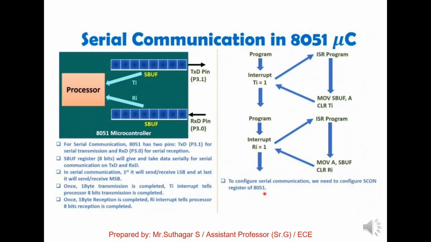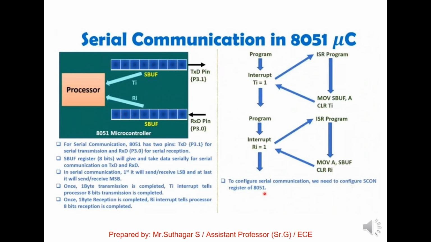take data serially on the TXD and RXD pins. In serial communication, it will first send or receive data from the LSB and then the MSB, so it starts moving from LSB towards MSB. Data will be sent bit by bit from LSB towards MSB. Once it transmits the entire data in this SBUF, it generates an interrupt called TI. And when data is received from the external world into the 8051 microcontroller, it is loaded into the SBUF, first the LSB followed by the rest until the MSB. Once the entire SBUF has been loaded, it generates the interrupt called RI.